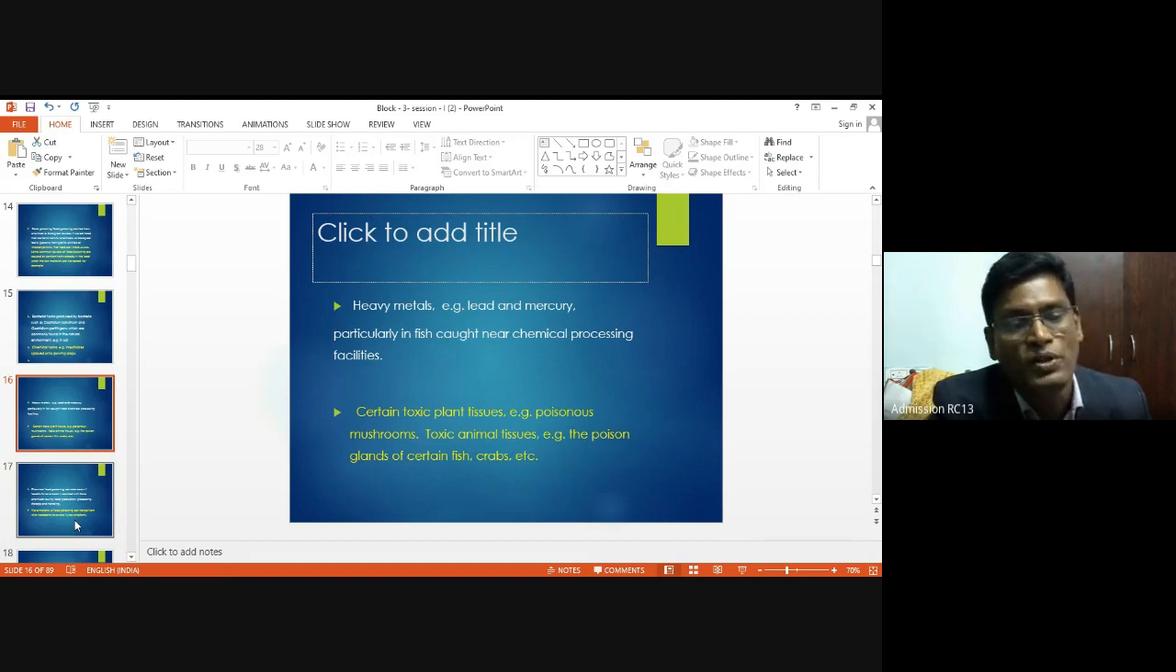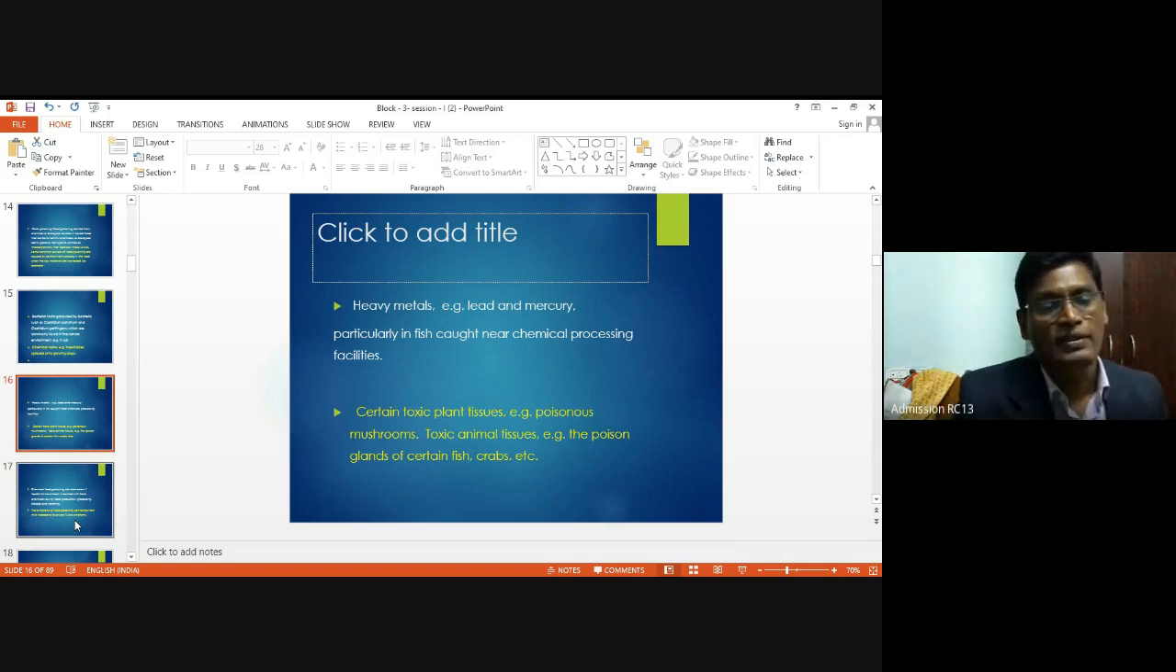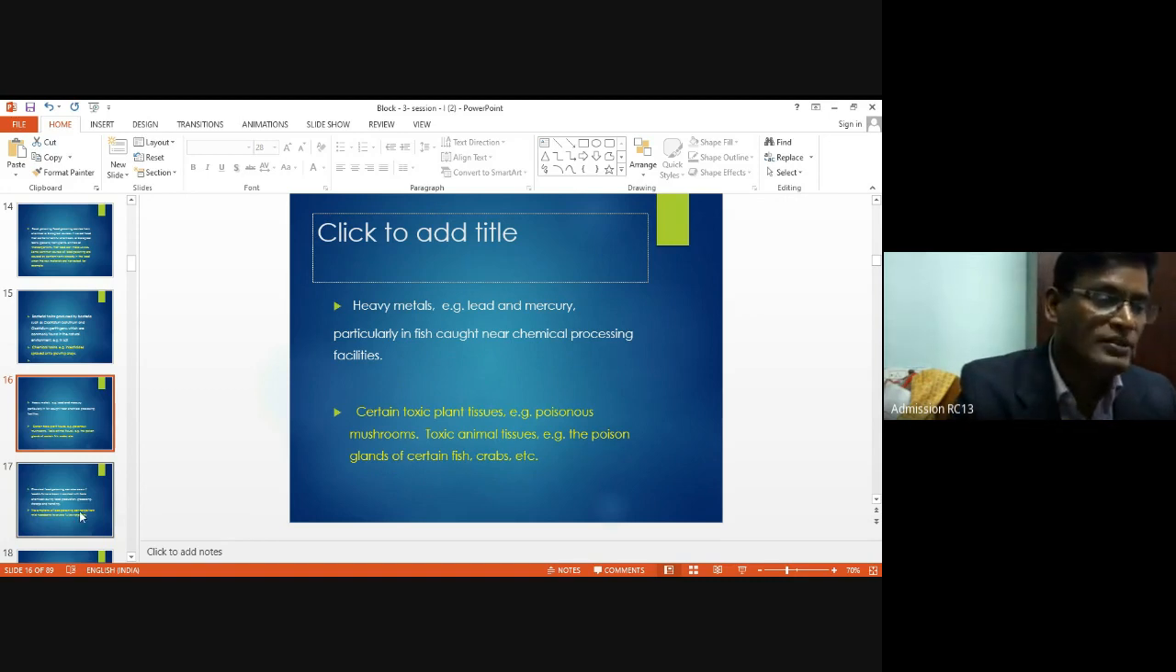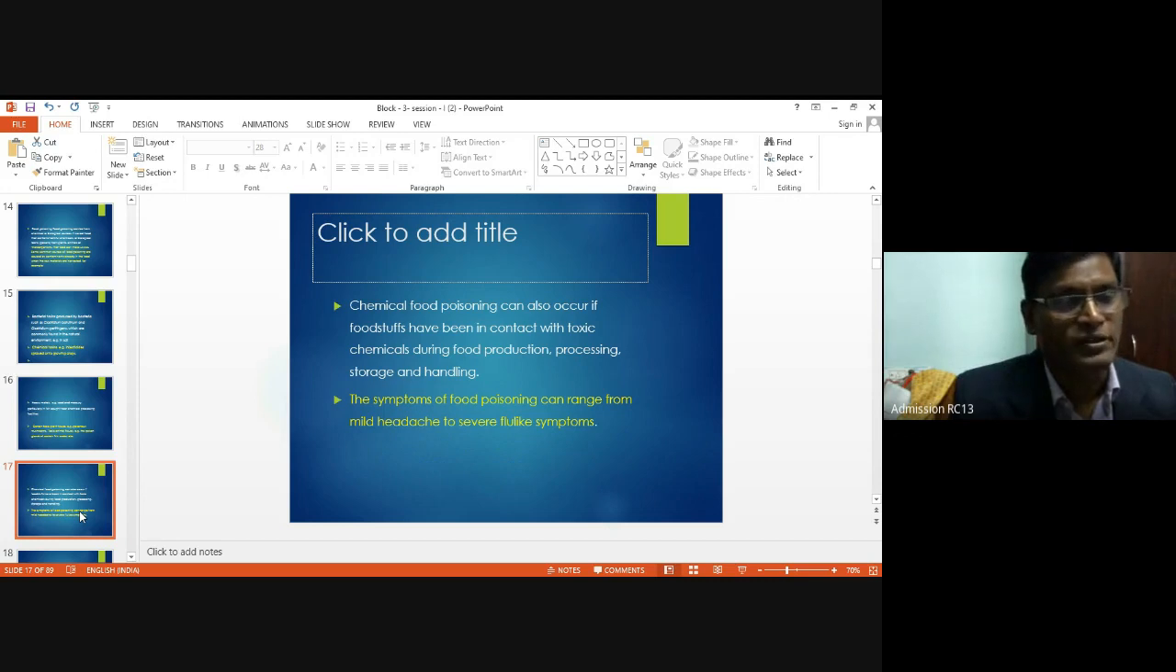Certain toxic plant tissues, for example poisonous mushrooms. Some mushrooms have toxic chemicals which cause poisoning in human beings. And toxic animal tissues, that is the poisoning of glands of certain fish and crabs. There are certain glands naturally present in the fish or the crab which have been experimentally proven to contain a poisonous chemical which creates a health problem in human beings after consumption of those products.